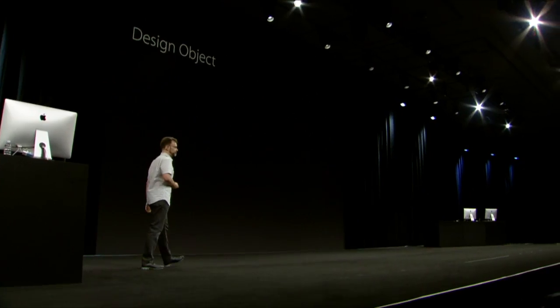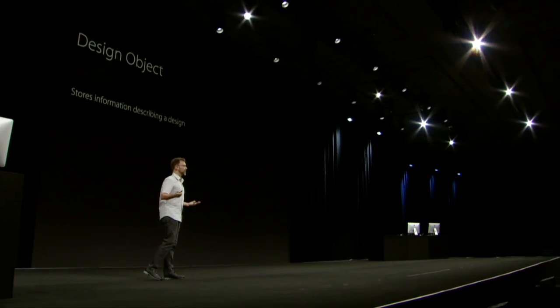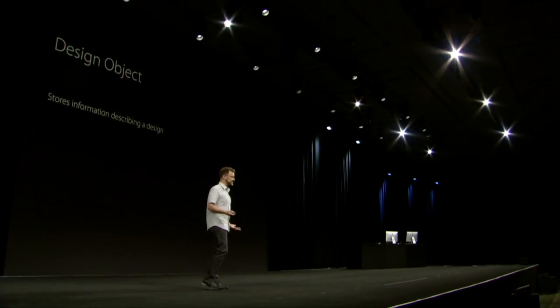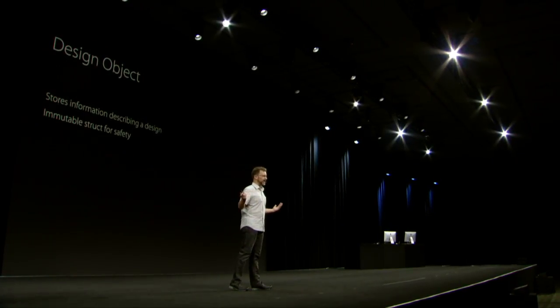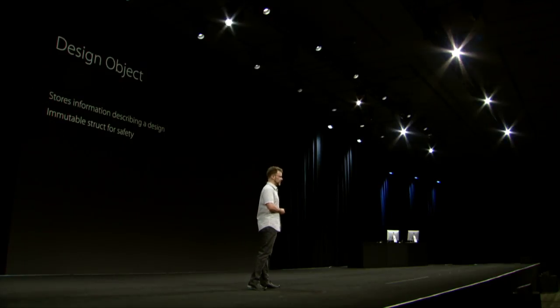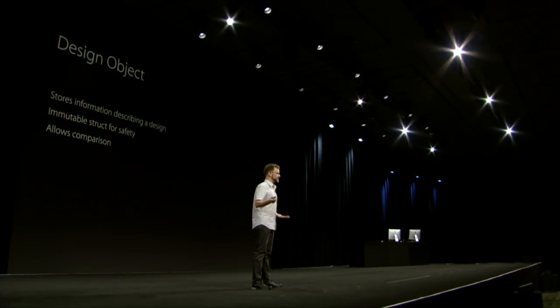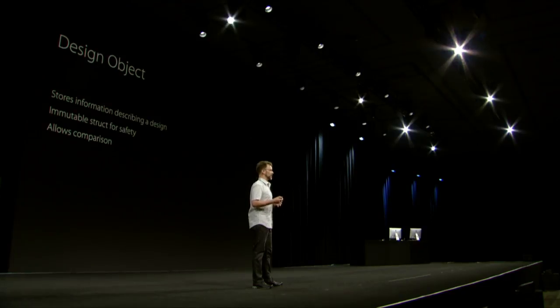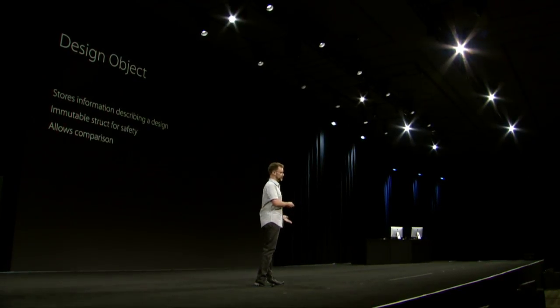So now let's get on to the container view controller. And I'm going to add an additional object to make this easier to work with. We'll call this the design object. And the design object is really going to wrap up all the information that describes what a design is. I'll make it an immutable struct for safety, so I can write a function that returns one of these, and after it's been returned, it won't change. Nobody can change it. And then finally, I'll allow comparison, so I can see, is my design that I want to use different than what I'm currently displaying?